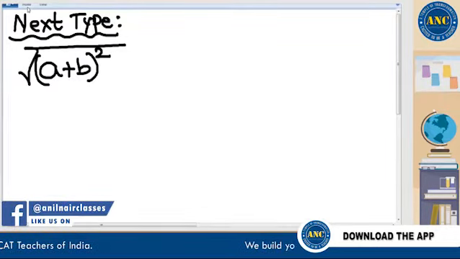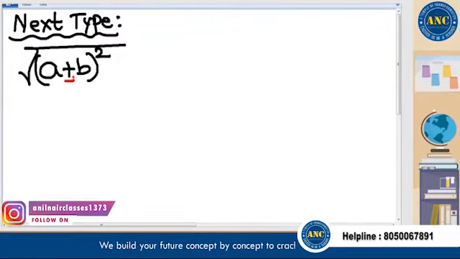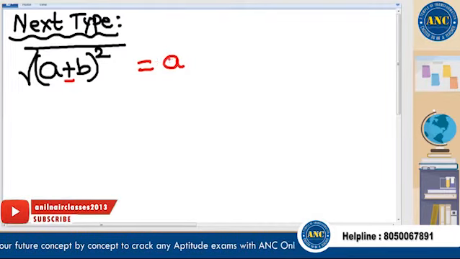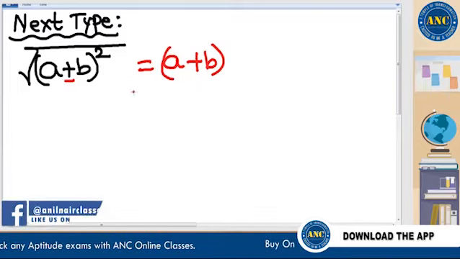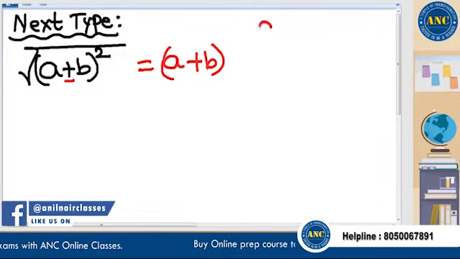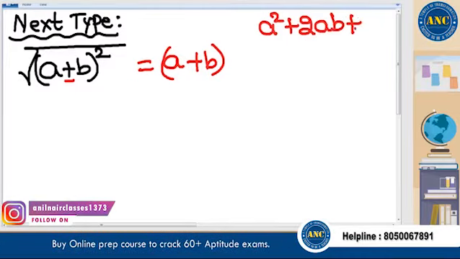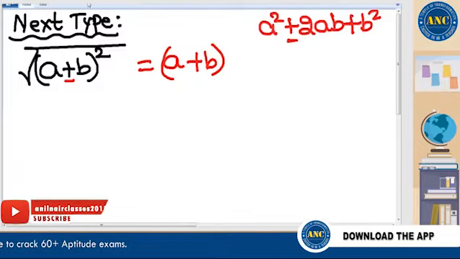That means (a plus b) whole square will be tremendously useful for me. The square root of (a plus b) whole square will give me a plus b. So a plus b whole square, I am sure everyone knows, is a square plus 2ab plus b square. A minus b whole square is a square minus 2ab plus b square.